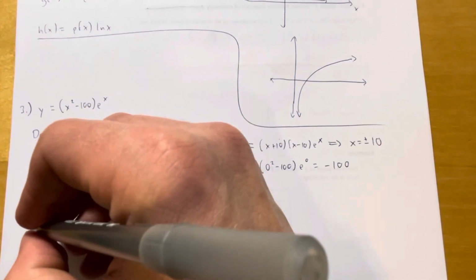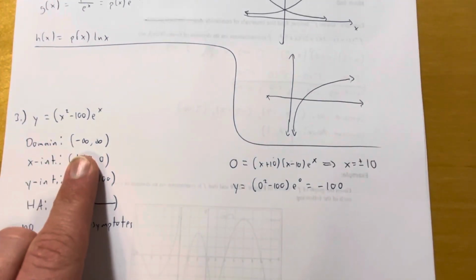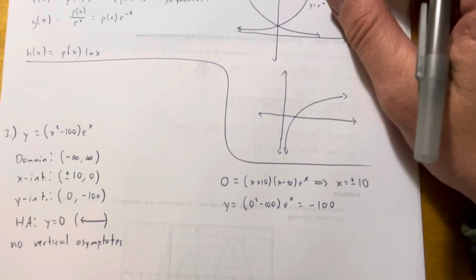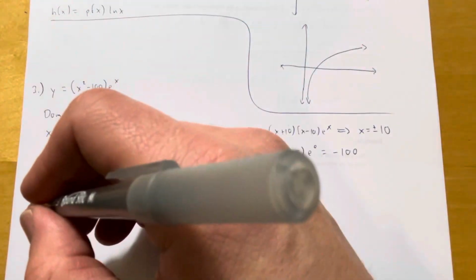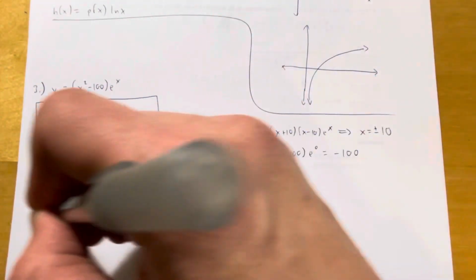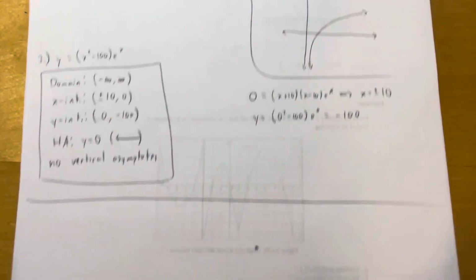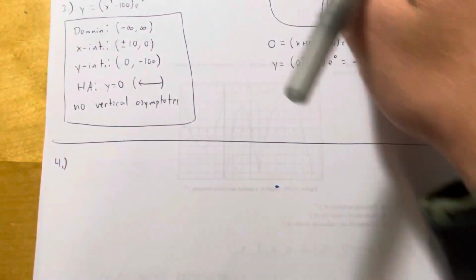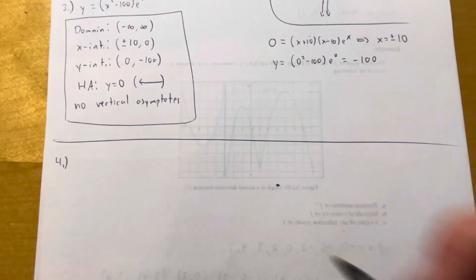And why is that? Well, remember, this function is defined everywhere, so there's no discontinuities where we would normally see a vertical asymptote. And that gets me all of that information. Let's do one more problem, and then we're good to wrap this up, I think.